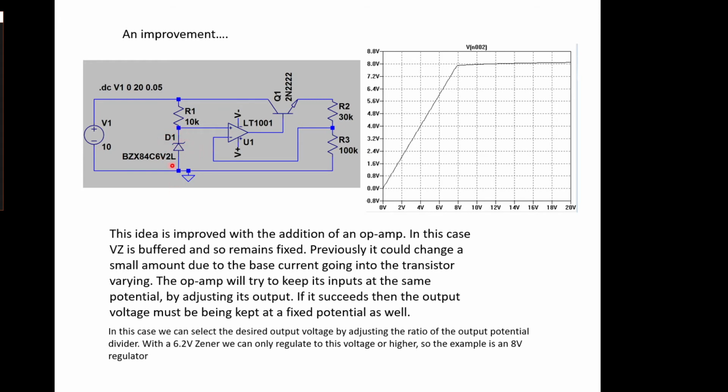You could replace the Zener with a normal diode to give you 0.7 of a volt, or even a cascade of diodes if you want to. So there is scope for playing around with this, because then all you've got to do is adjust the potential divider to give you the voltage you want.